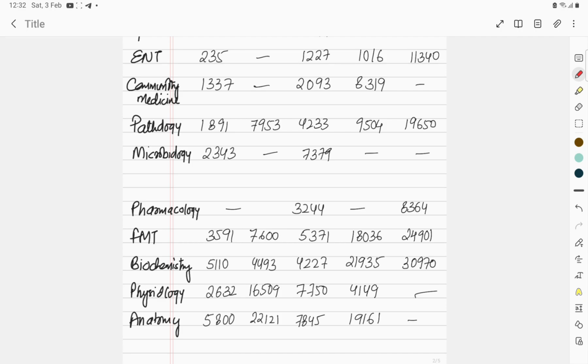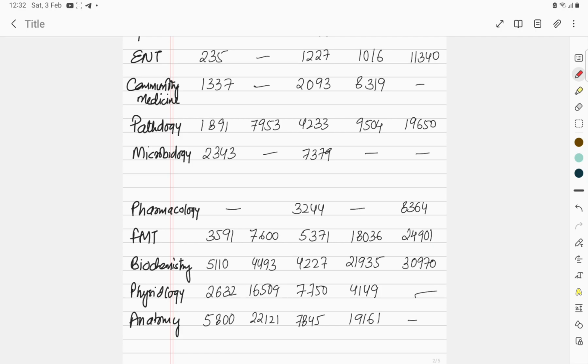For pharmacology, for OBC, it was 3,244. For ST, it was 8,364. For FMT, for UR candidate, it was 3,591. For EWS, it was 7,600. For OBC, it was 5,371. For SC, it was 18,036. And for ST, it was 24,901.